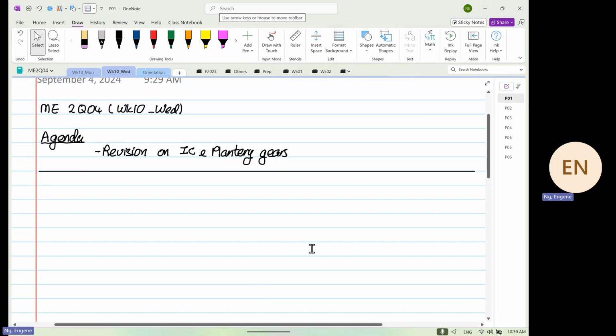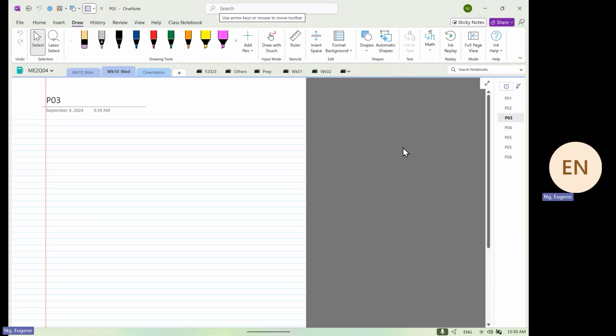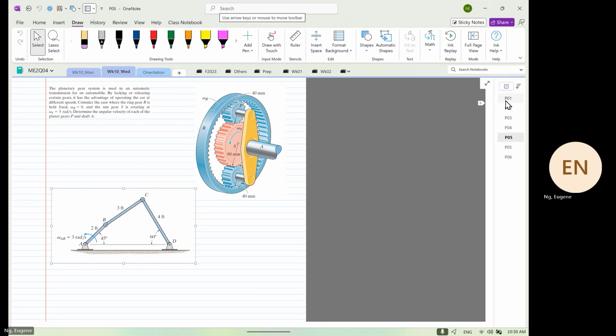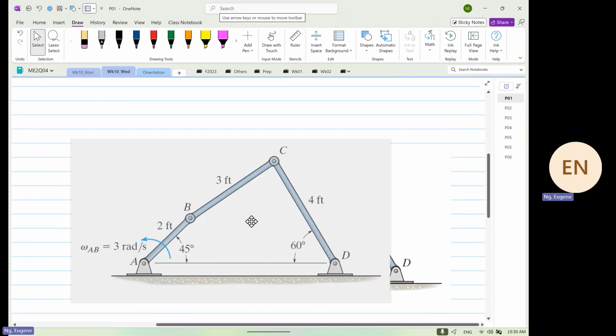So the revision will be on instantaneous center. And if I have time, I'll go through planetary gears, okay? So the example that I want to look at is this one.